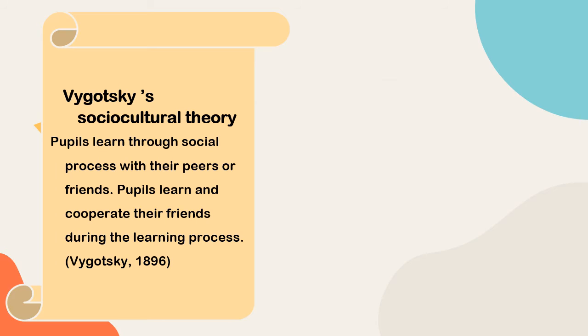Vygotsky, 1896, stated that pupils learn through social process with their peers or friends. So the pupils learn and cooperate with their friends during the learning process. The pupils can learn the word recognition together with the intervention, and they can learn it with their peers. So they can help each other during the learning process.